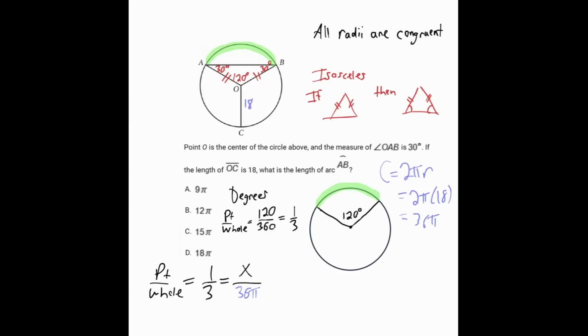So now we can cross multiply that, and we get 36 pi times 1 equals 3 times x. Divide both sides of that by 3, and we'll get x equals 12 pi. And we just found out that the length of arc AB is 12 pi.